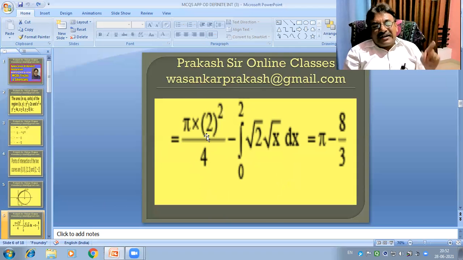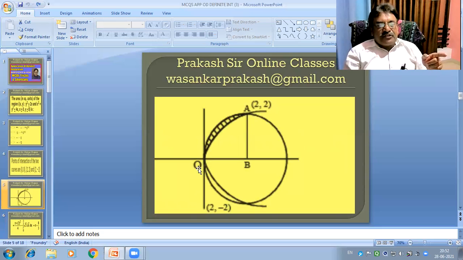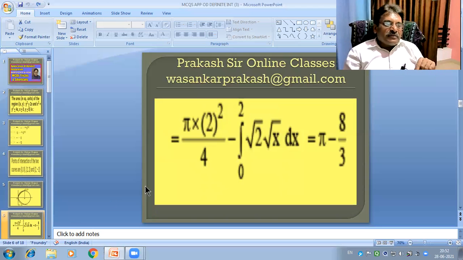So we find here the required area, which is equal to the area of one quadrant of the circle, pi r square by 4, but here radius is 2, so pi into 2 square by 4, minus integration, lower limit x equals 0 to x equals 2, and y of this curve. This is a parabola. We know that y square is equal to 2x, therefore y is equal to root 2 into root x. So we write here root 2 into root x into dx. Then 2 square, that is 4, gets cancelled, so pi.